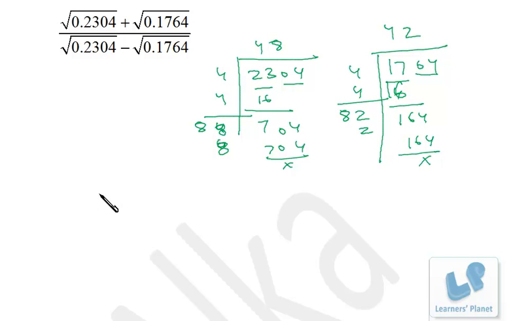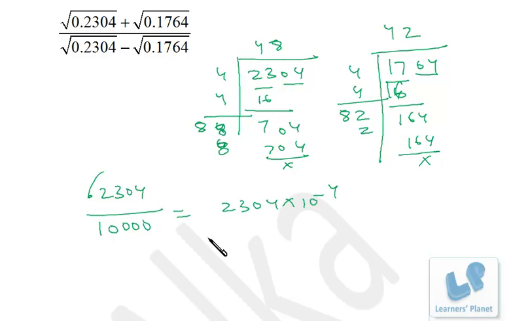Now it's what? 0.2304. I remove the decimal, write 1, 1, 2, 3, 4. That means this is 2304 into 10 raised to power minus 4. Now square root will be what?